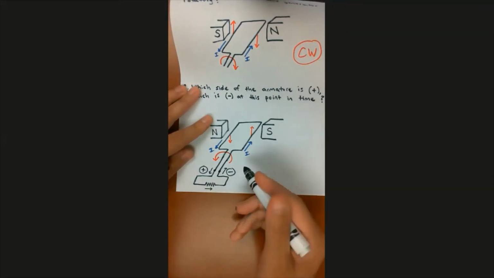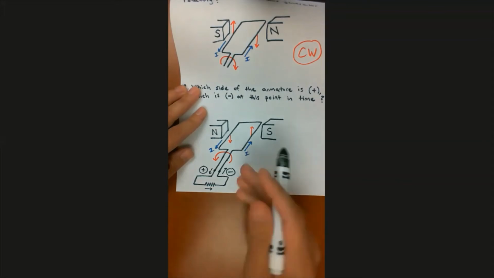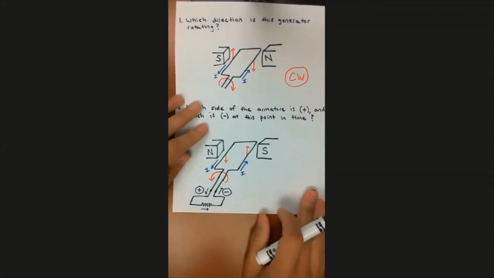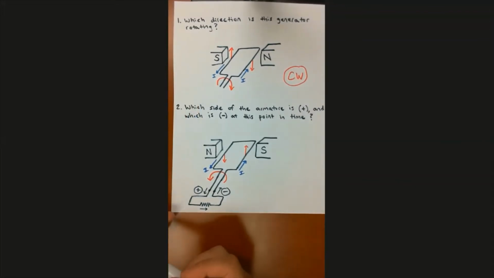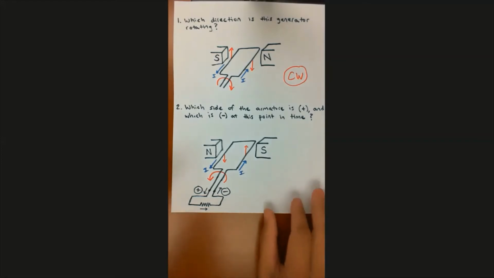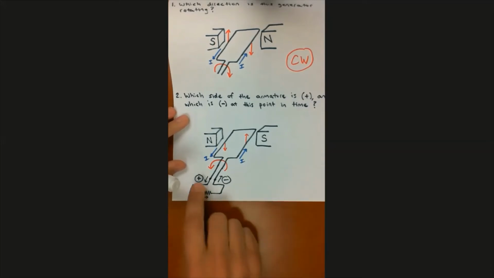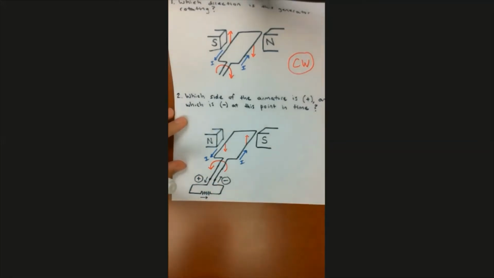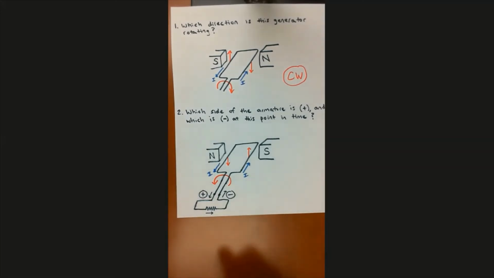We know that since it's an AC generator, it's going to flip-flop. The polarity is going to flip-flop, and it's going to go into a negative half cycle after half of a rotation. But at this point in time, the way that I've drawn it, this is the positive side, and this is the negative side of the armature at this point in time. All right, so that was number 2. And then number 3.